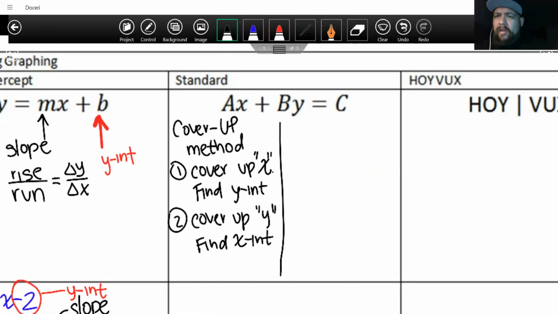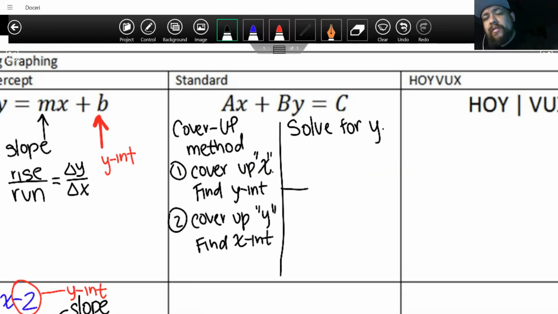But again, I'll leave it up to you guys. The other way to do this is to convert. So solve for y, which will turn it back into the slope-intercept form, the problem that we just kind of did. And I'll show you on that one as well.